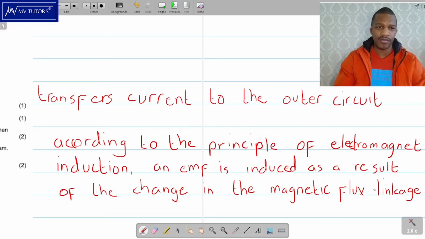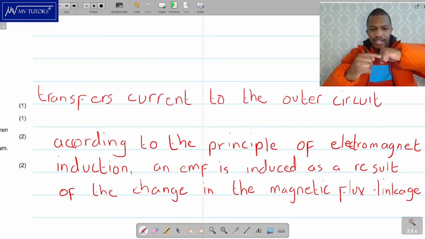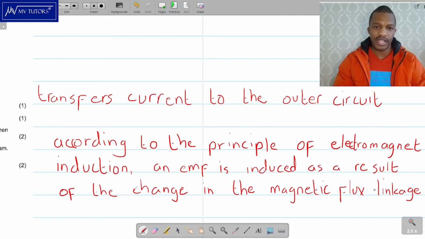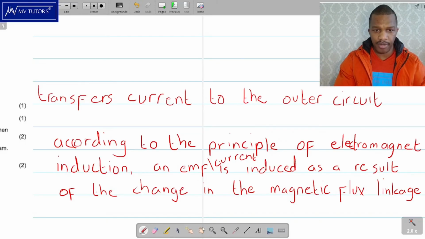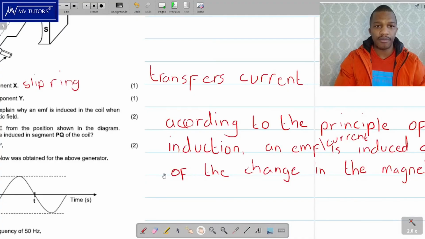When there's a change in the magnetic flux linkage, the link between the matches and the box, then an EMF is created. Well, you can say EMF, or you can say current. Okay, so a current is created when there's a change in the magnetic flux. Well, I hope I try my best to answer that.